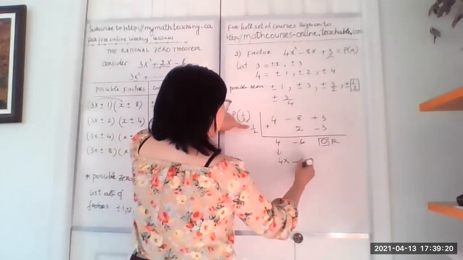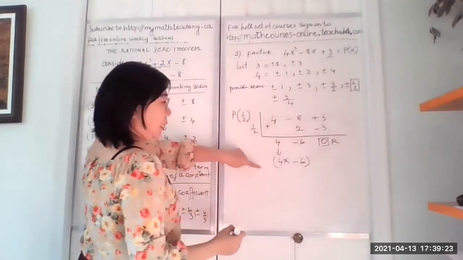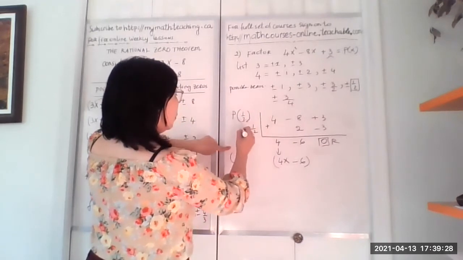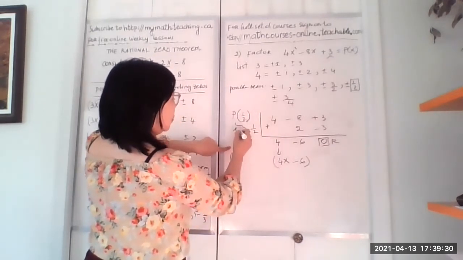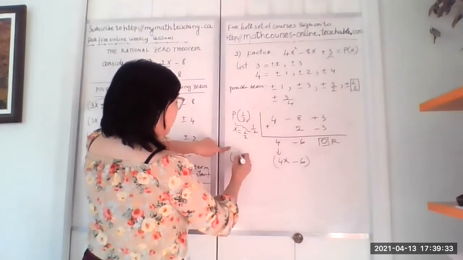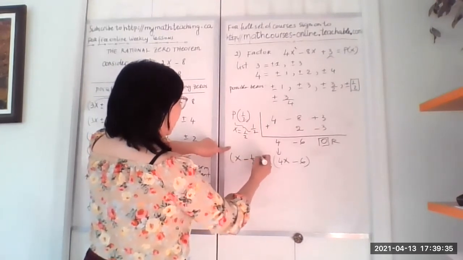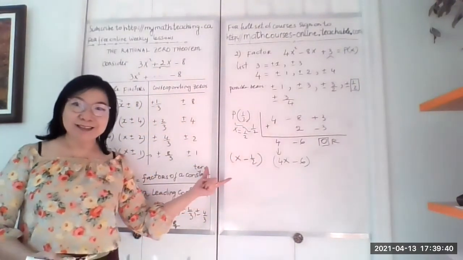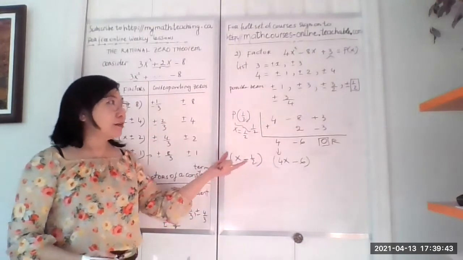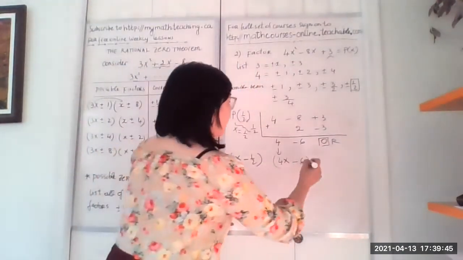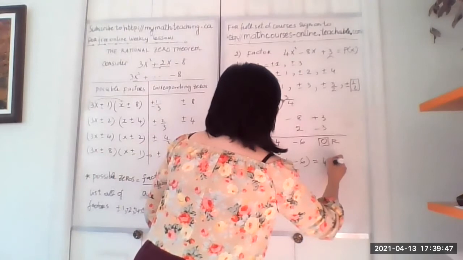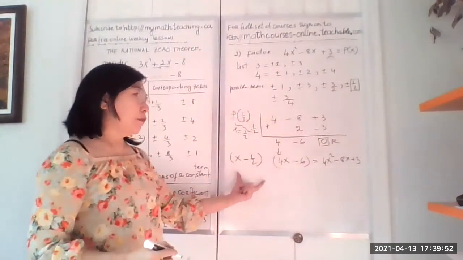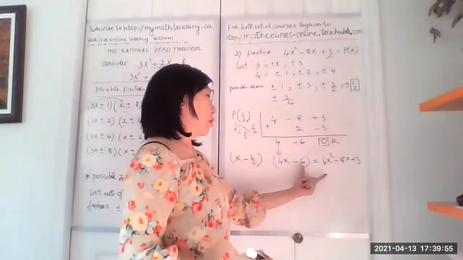And that will be minus 6. So this is one of my factors. And the first factor will come from our inspection here, right? x equals 1/2, so our first factor will be x minus 1/2. Now these two brackets, if you multiply them together, you will get the answer exactly the way it is, right? 4x squared minus 8x plus 3. And that's how we factor the polynomial function.